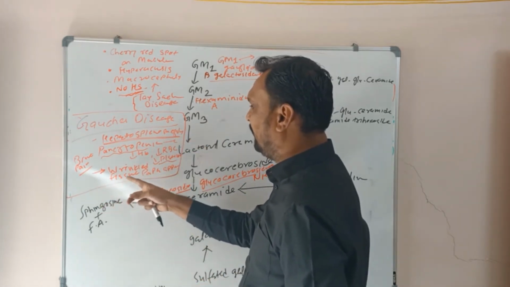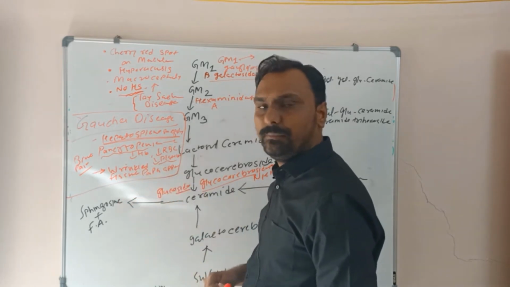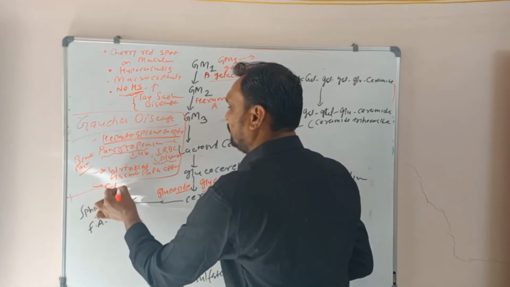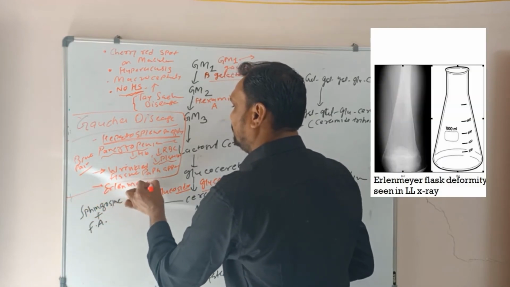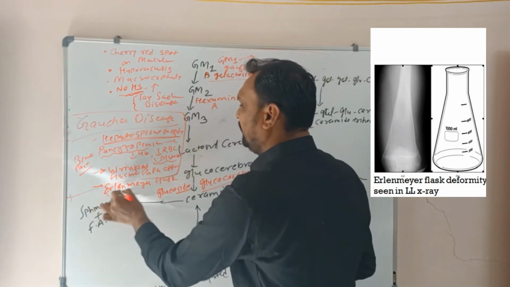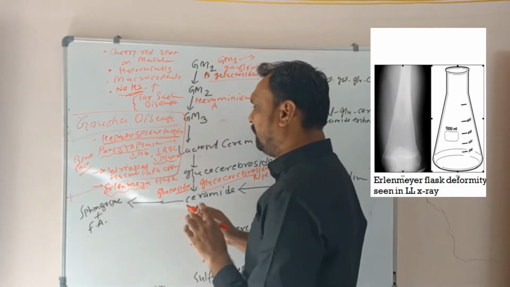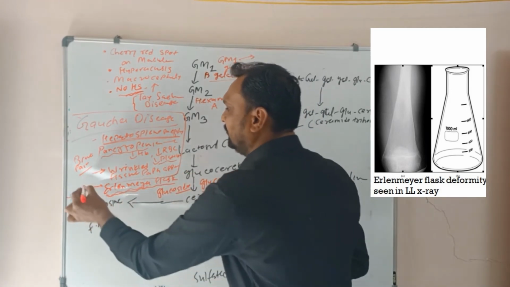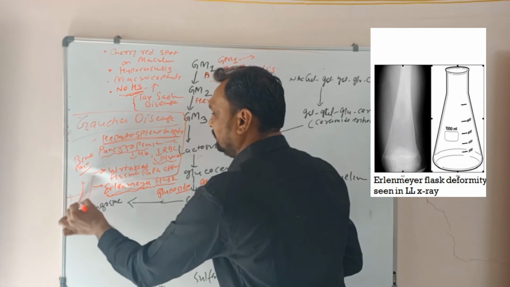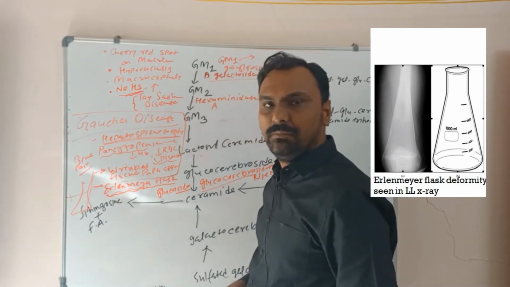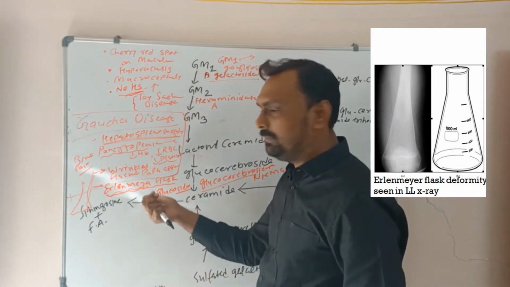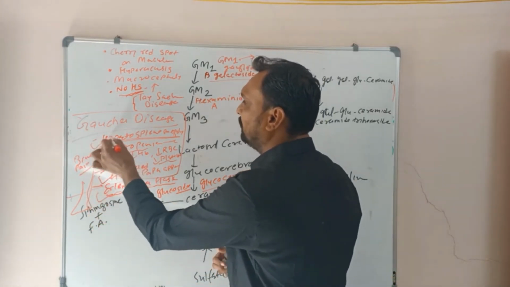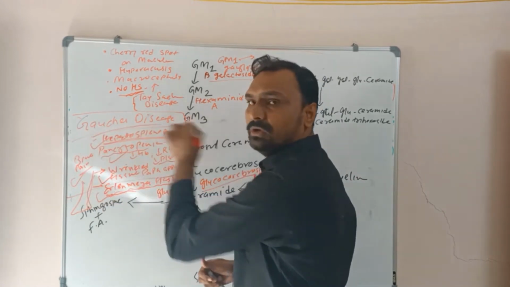Under the microscope, there will be a wrinkled tissue paper appearance of the cytoplasm, and also there is Erlenmeyer flask deformity. This Erlenmeyer is nothing but a conical shaped flask made by the German scientist Erlenmeyer. It is an X-ray finding that the femur is shaped like an Erlenmeyer flask or conical flask. You can also see the photograph of the Erlenmeyer flask. So Erlenmeyer flask deformity, wrinkled tissue paper appearance, pancytopenia, hepatomegaly, and bone pain are all features of Gaucher disease.